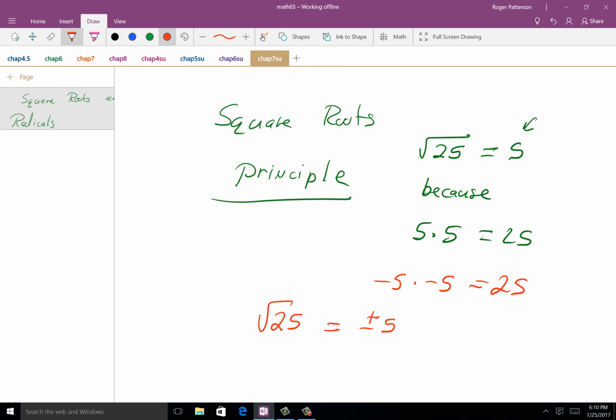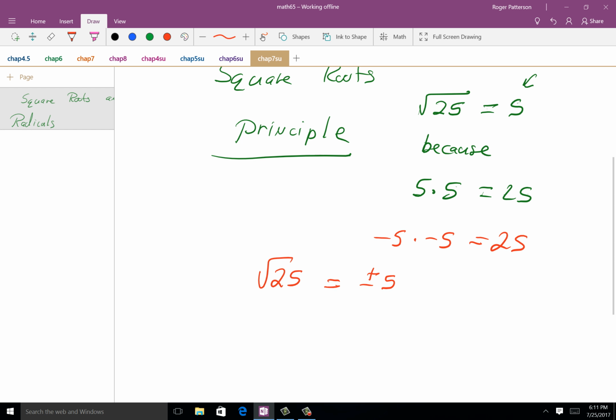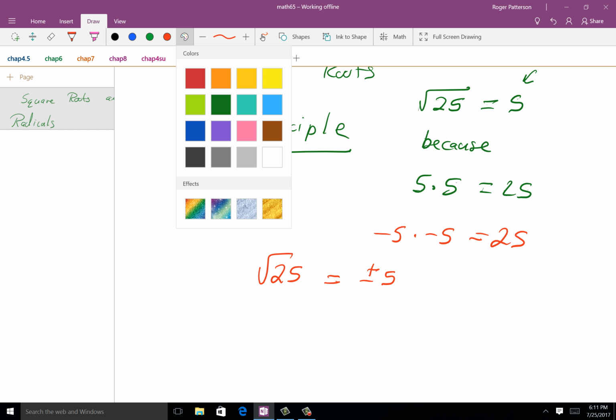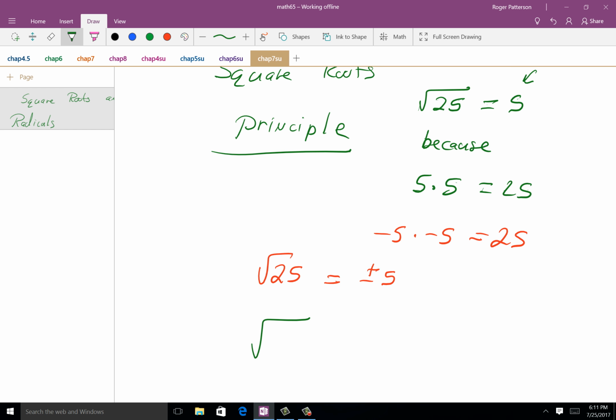Okay? A lot of times in here, they're just talking about the principal square root. But it's important that you know that it can be a negative. All right? So if we want to have the square root of 36, that's equal to 6, right? That's the principal square root. However, it's really equal to plus or minus 6 in a mathematical sense because negative times a negative is positive.